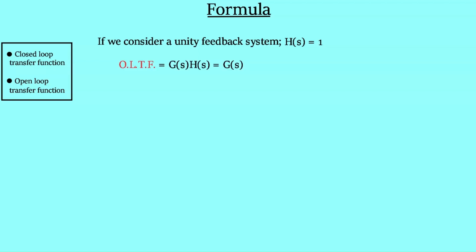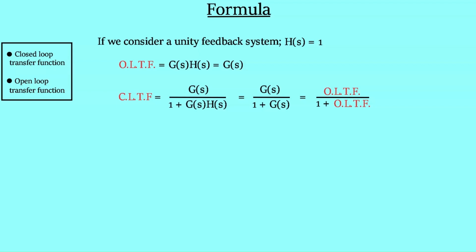We have seen closed loop transfer function and open loop transfer function. Now, if we consider a unity feedback system where the Laplace transform of feedback system is equal to 1, then our open loop transfer function will become Laplace transform of feed-forward system, and the closed loop transfer function will become Laplace transform of feed-forward system divided by 1 plus Laplace transform of feed-forward system.